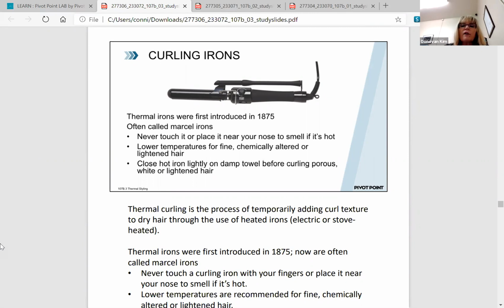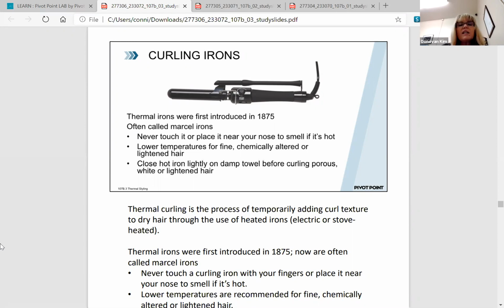And some irons go all the way up to like 450, 475, which is even hotter. So be real careful. This is funny, right? Marcel irons were first introduced in 1875 by this guy, Gerard or something, Marcel. That's why they're called Marcel irons, because he invented it. Never touch or place it near your nose to smell it if it's hot.